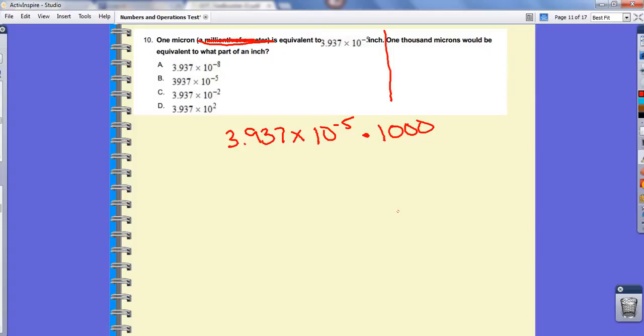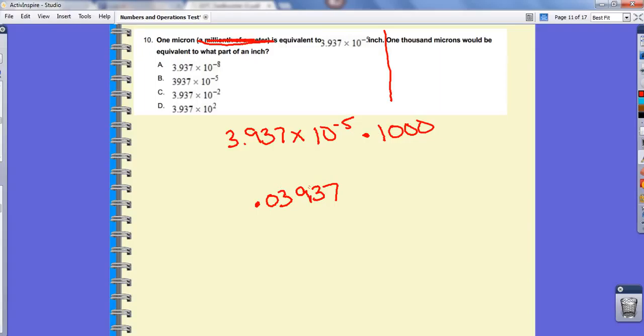When you do that, you're going to get 0.03937. Again, that decimal is not up here. So what you need to do, you've got to put it back into scientific notation.